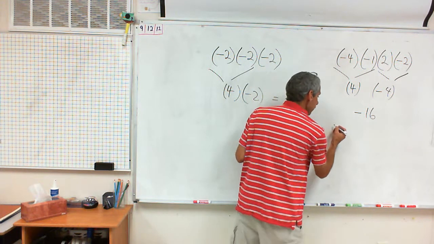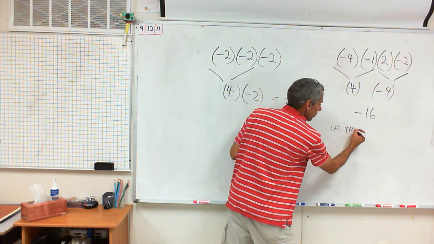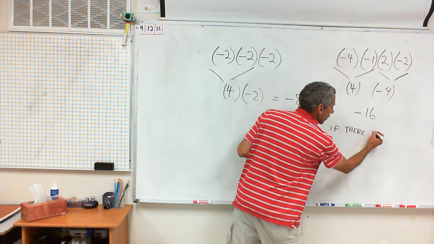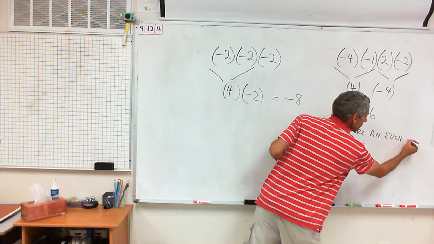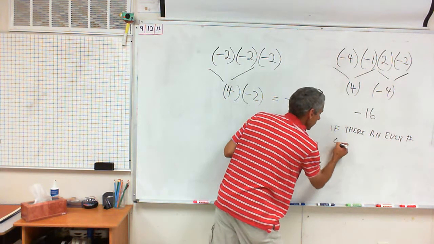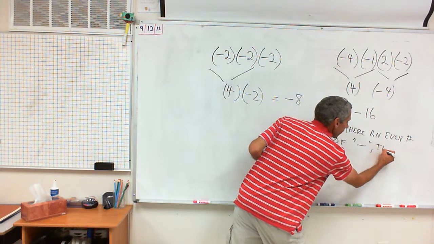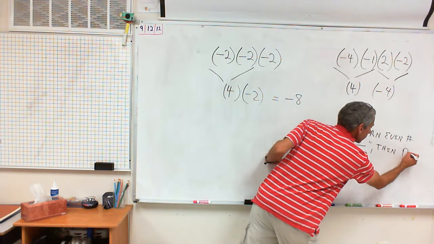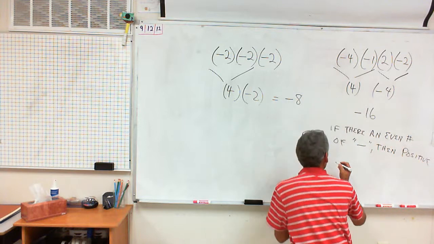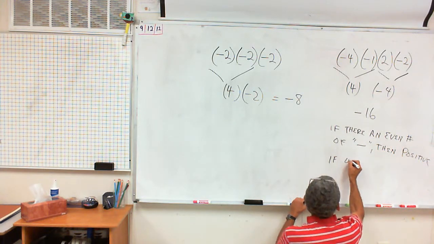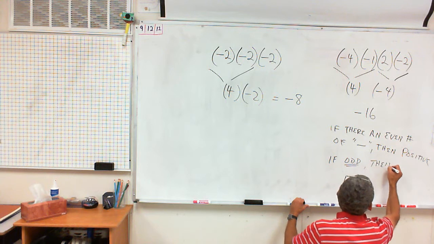And if there are an even number, I guess I should write that. If there are an even number of negative signs, then it's positive. If odd, then negative, right? If odd, then negative.